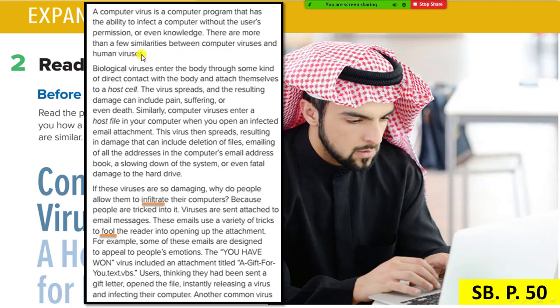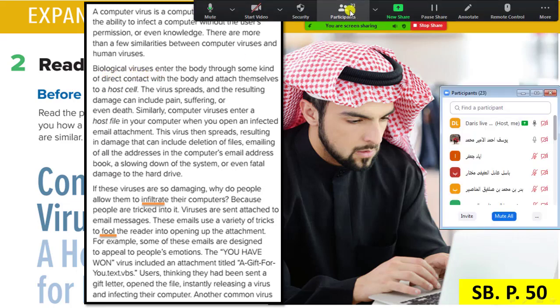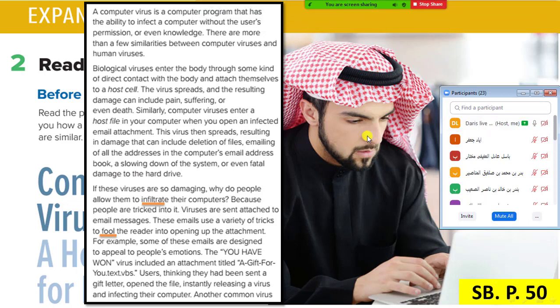Okay, thank you, Yusuf. A few similarities. Similarities يعني تشابه. Okay, they are the same. Okay, next paragraph. Biological viruses. Who can read this paragraph? Who can complete reading, guys?